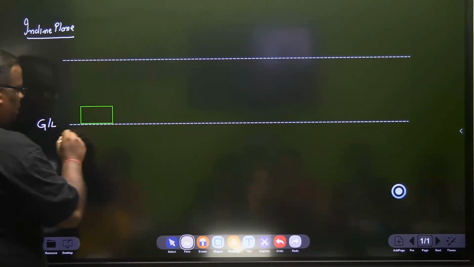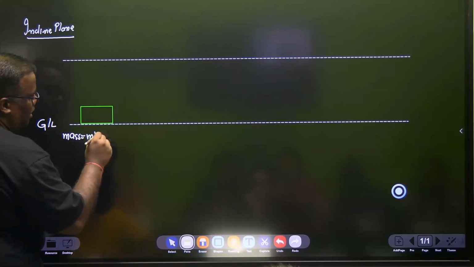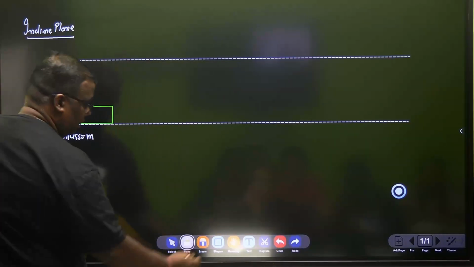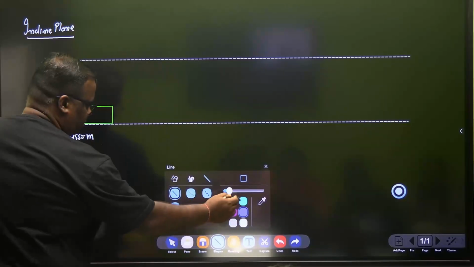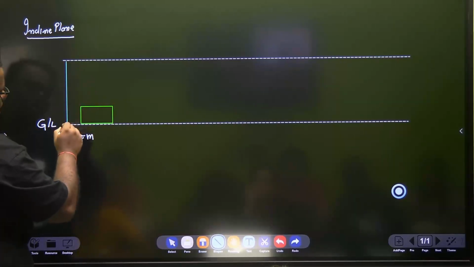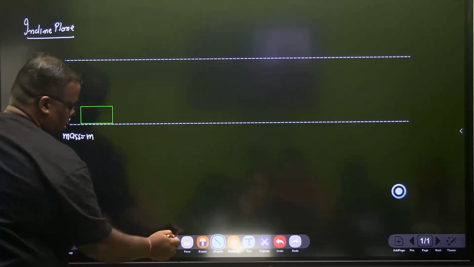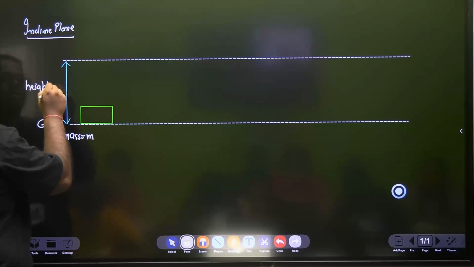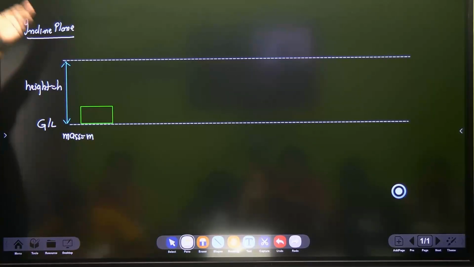The load is such that the mass of the load is equal to how much beta? M kg. M. The mass is M. And the height through which you are actually wanting to raise this load, you want to raise it through this height, and this height is h. This is my height, and this height is h. Understood?